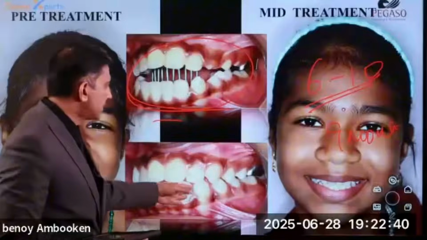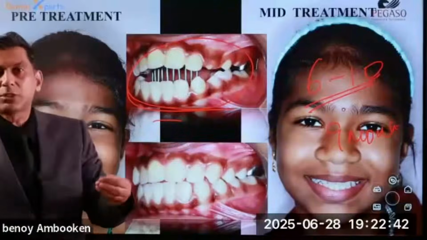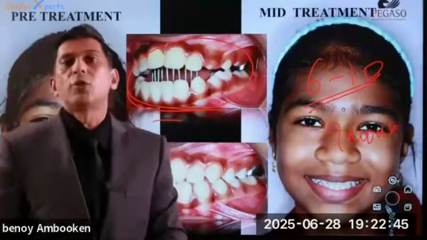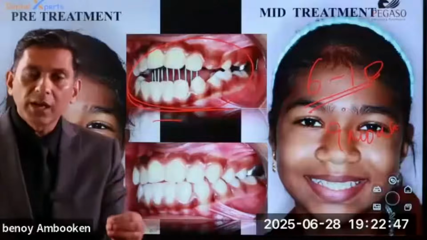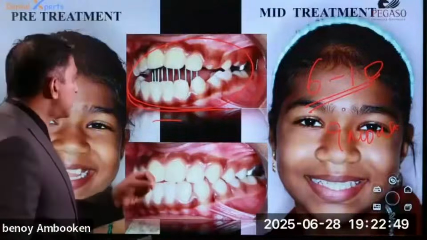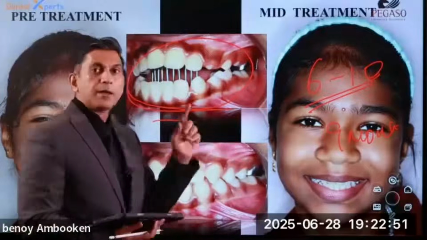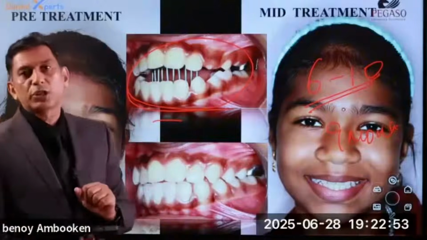So I got a lot of spacing, so I can easily attempt my fixed orthodontic appliance, non-extraction. So correct diagnosis at the correct age can save a child, especially diagnosing in the preventive orthodontics part.